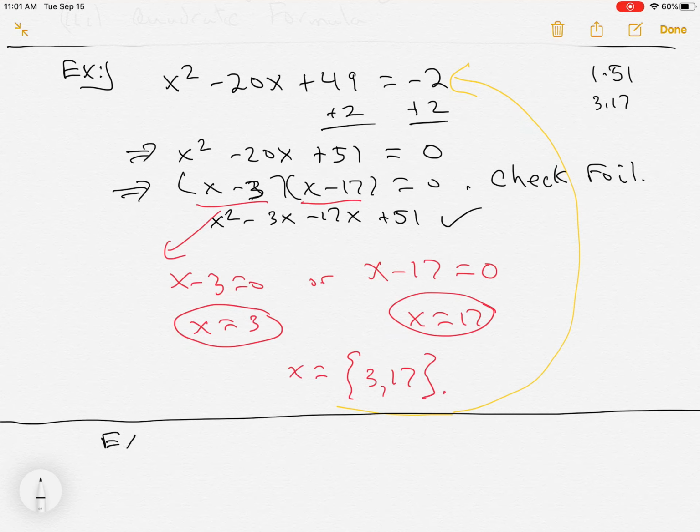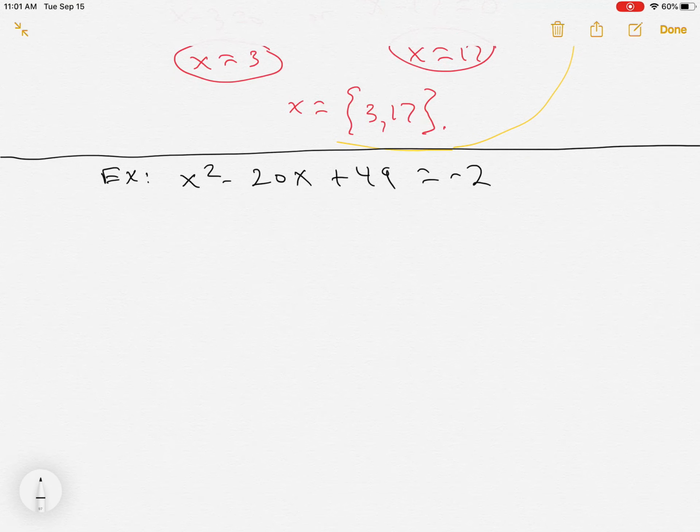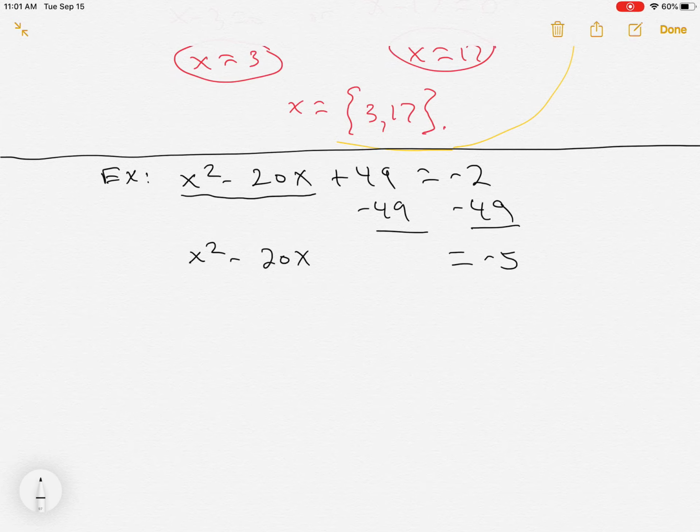So let's do the same example by completing the square. When you complete the square, you need to have everything with the x's on one side and all constants on the other side. So I'm going to subtract 49 from both sides. And then I like to leave this space here empty. All right? Minus 2 minus 49 is minus 51. And now you complete the square.